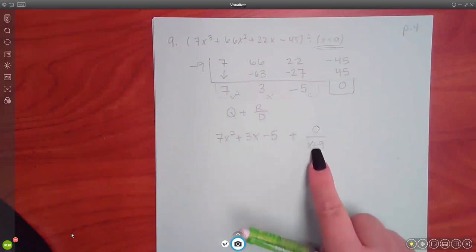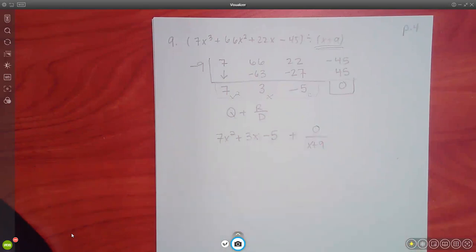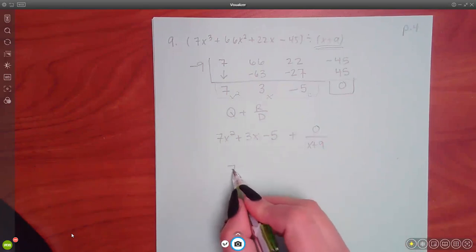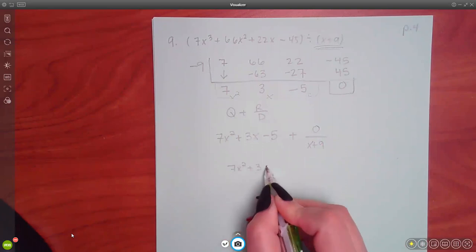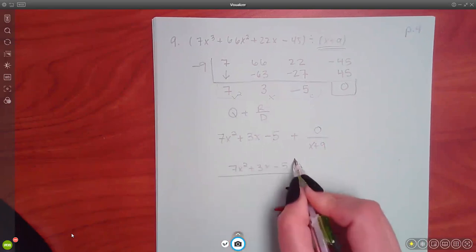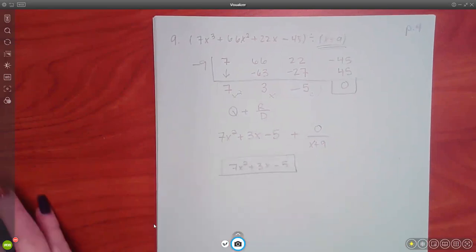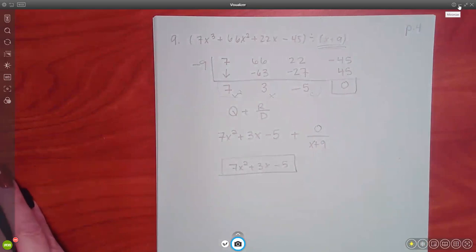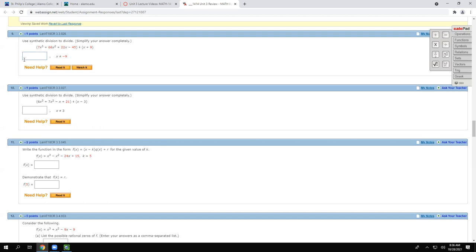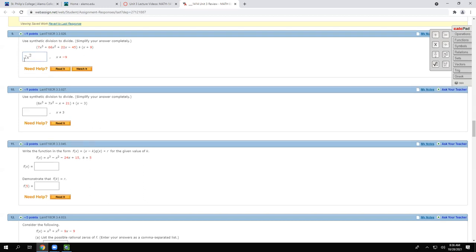Do I really need to write this if the remainder is 0? No, I can just get away with just writing the polynomial part. But if that remainder is not zero, you have to write it. So let me write this in here. 7x squared plus 3x minus 5. Yep, that's what I got. Okay, let's try it again, but with another problem.